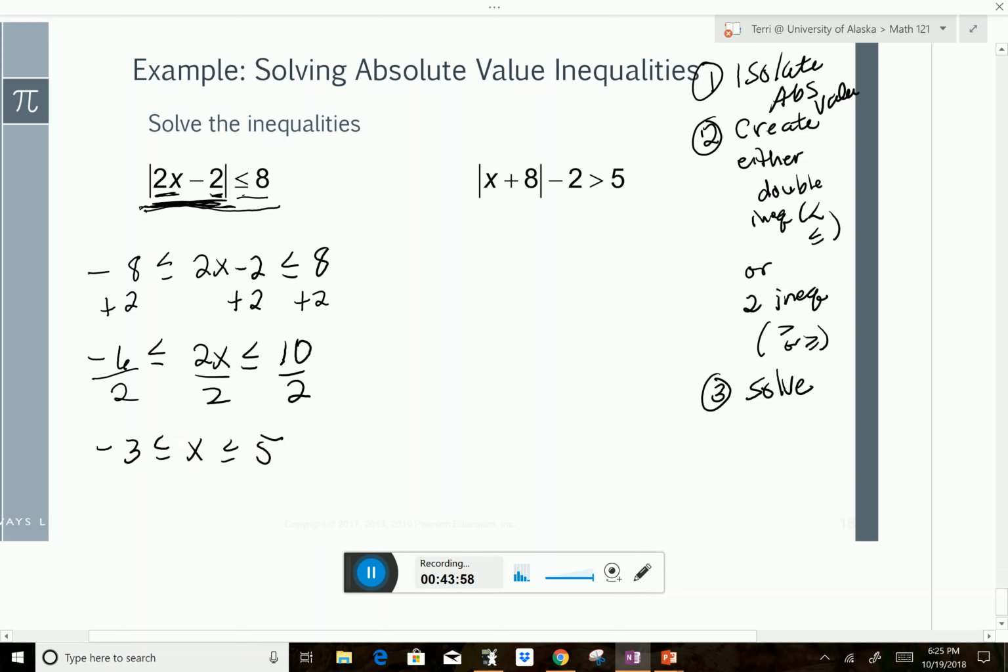And now let's look at this one. Remember, isolate the absolute value first. So the first thing I need to do is add 2 to both sides. Now I need to make this either a double inequality if it's less than or equal to. No, it's not. Or two inequalities. It's greater than. So I'm going to make this into two inequalities. I cannot make this into one inequality. That does not make sense.